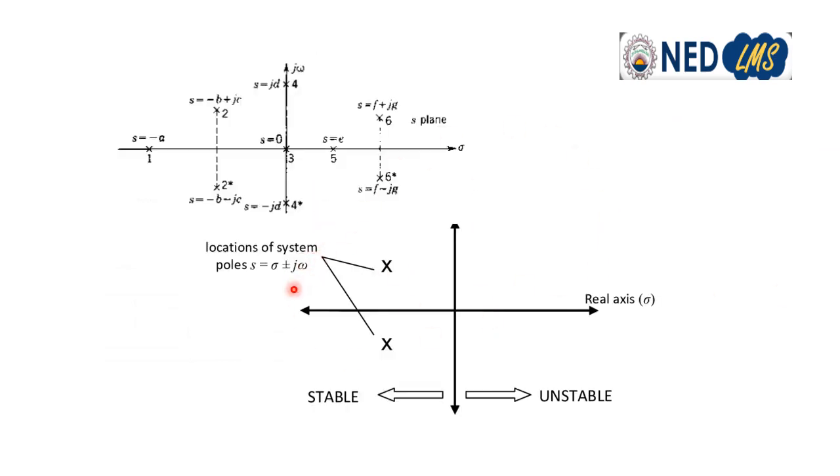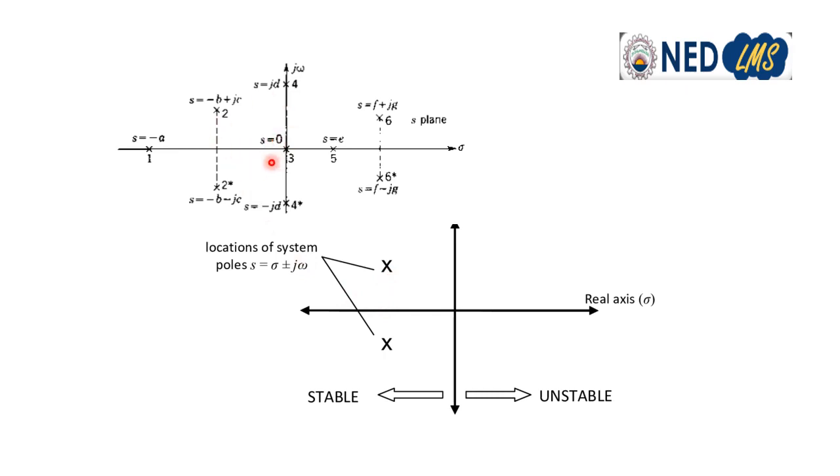So this is an example of the pole location in the S-plane. This is a conjugate pair of poles. It has a negative real part and some imaginary part also. Obviously we may have different types of pole locations.